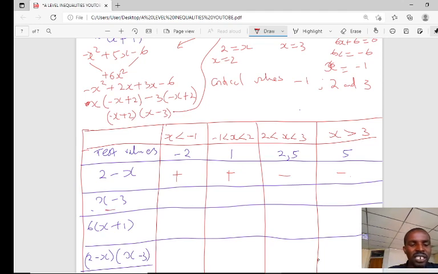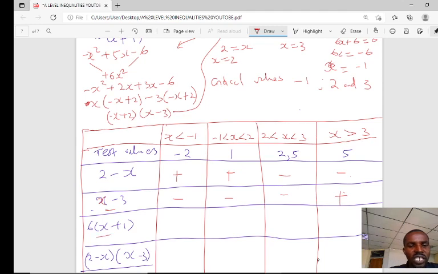x - 3: you put -2 where there is x. It's -2 - 3, it's -5, negative. Then you put 1. 1 - 3 is -2, negative. Put 2.5. 2.5 - 3 is negative. Put 5. 5 - 3 is positive 2, it's positive. Like this.